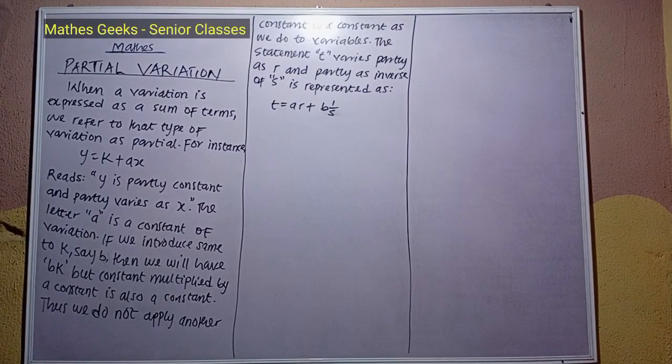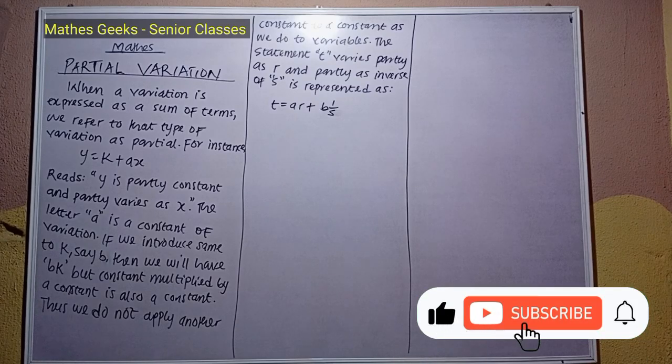Partial variation. When a variation is expressed as a sum of terms, we refer to that type of variation as partial. For instance, y is equal to k plus ax, where y is partly constant and partly varies as x. The letter a is a constant of variation.